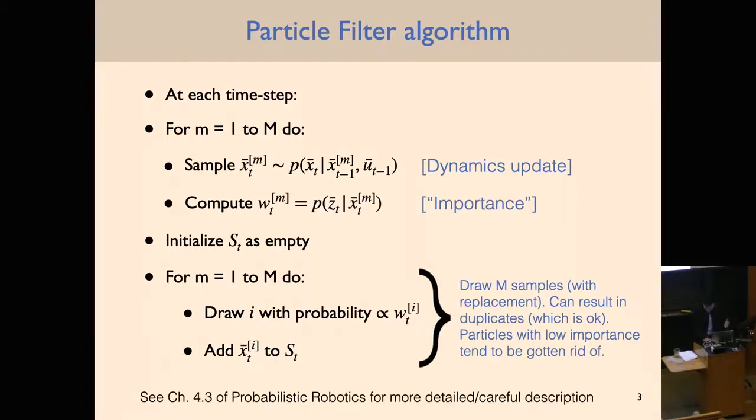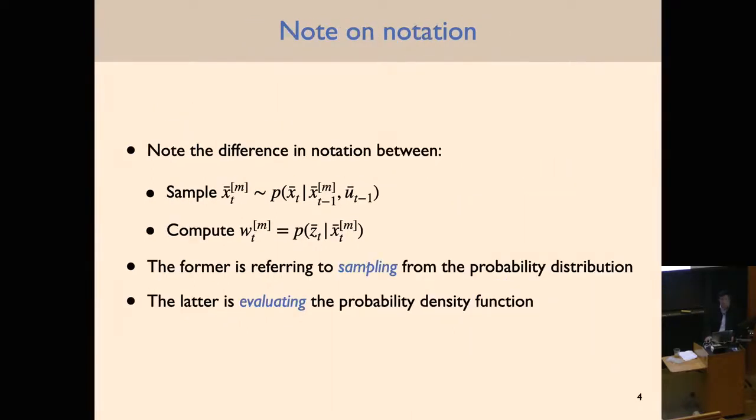Okay. If you're interested in more details, chapter 4.3 is the reference for this. I just want to clarify some notation as well. I think this in the past has caused some confusion. The tilde means that you sample something from a distribution. So if you assume that your robot was at x_{t-1}^m, the previous time step, and took control input u_{t-1}, we're assuming that we have some probabilistic model, right? So linear plus Gaussian or something more complicated. So we can sample some particular state from that conditional distribution. So that's the tilde notation.